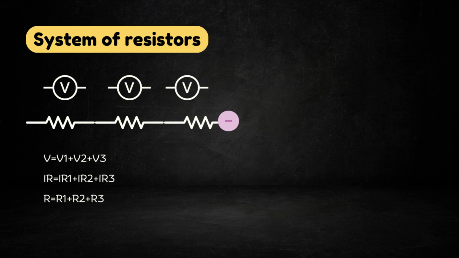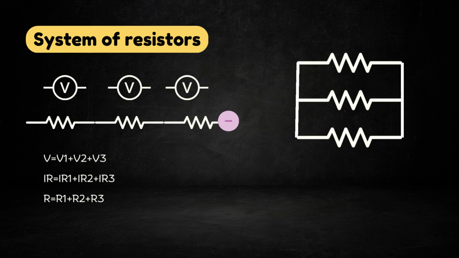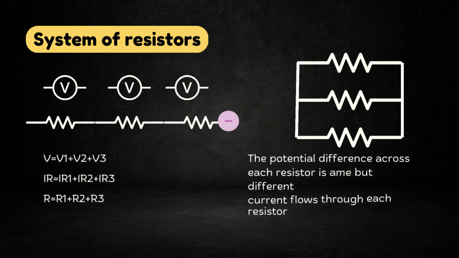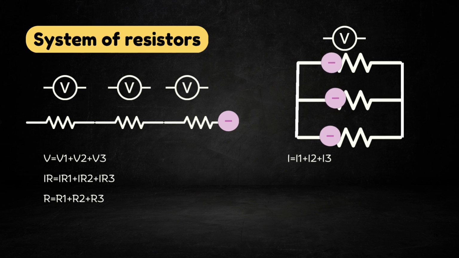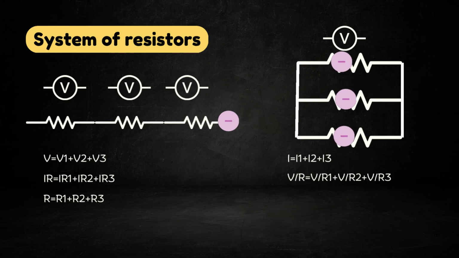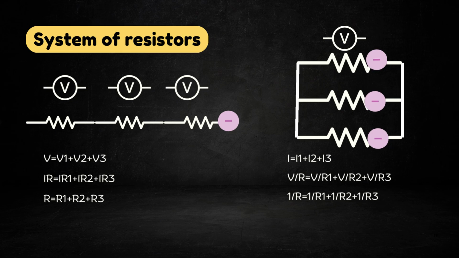Similarly, when the resistors are connected in parallel, the current across them is different, but they all have the same potential difference across each other. So the current would be I1 plus I2 plus I3, and applying Ohm's law on this, V by R is equal to V by R1 plus V by R2 plus V by R3. And the effective resistance, 1 by R, would be equal to 1 by R1 plus 1 by R2 plus 1 by R3. This is the equivalent resistance when connected in parallel.